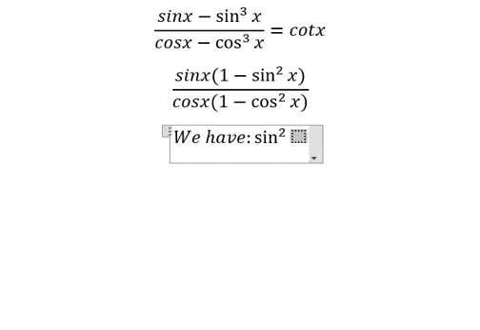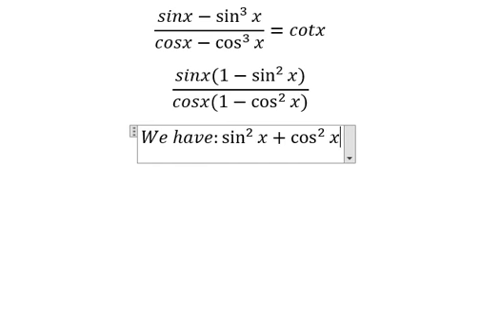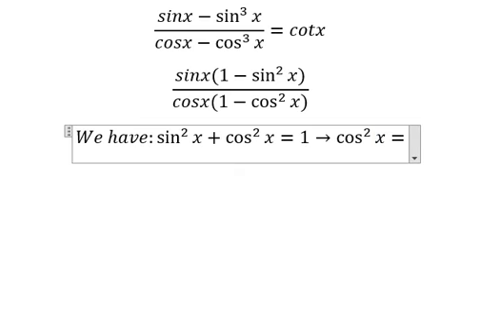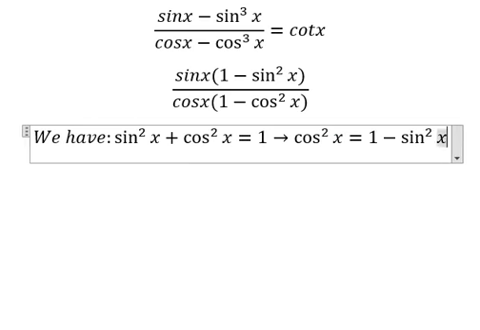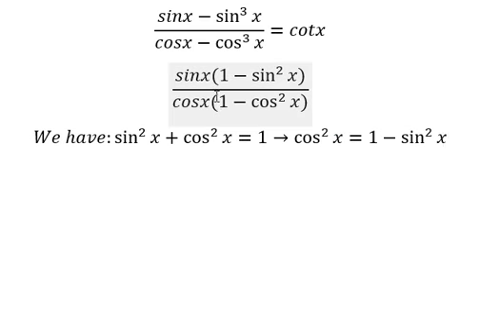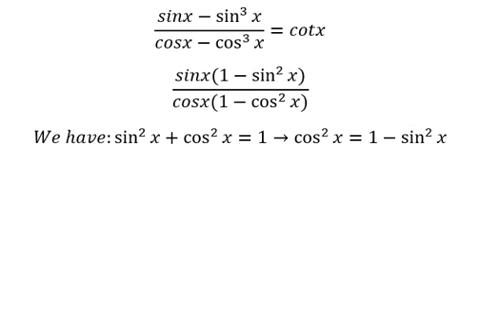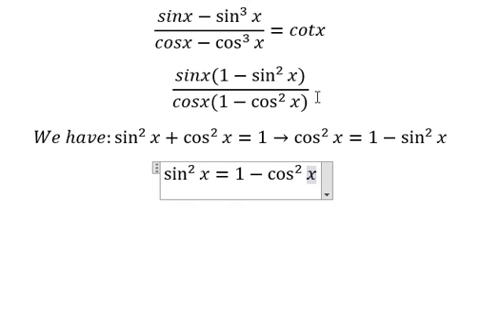Sin squared plus cosine squared equals the number 1. So we have 1 minus sin squared. I will put this one to the right, and we have cosine squared equals 1 minus sin squared. And the second one, we have 1 minus cosine squared. So I will put cosine squared to the right, and now we have sin squared equals 1 minus cosine squared.